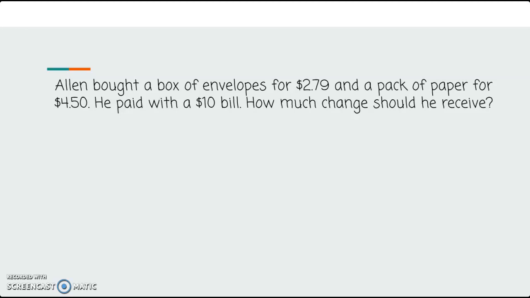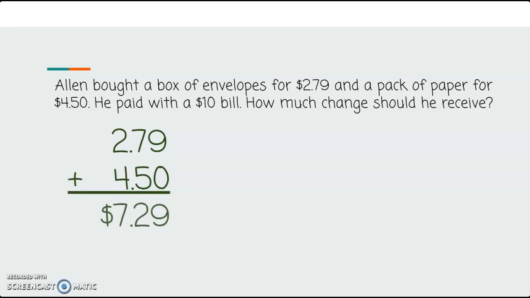All right, Alan bought a box of envelopes for $2.79 and a pack of paper for $4.50. He paid with a $10 bill. How much change should he receive? This is going to work like our last example problem where we have a two-step problem. First, we need to find the total that he must pay, which is $2.79 for the envelopes plus $4.50 for the paper. When I add these together, I get $7.29.